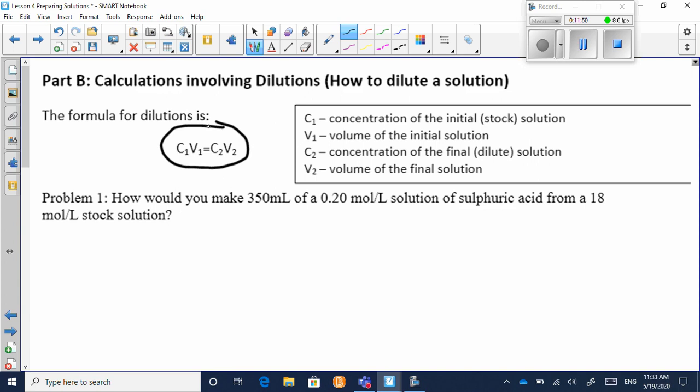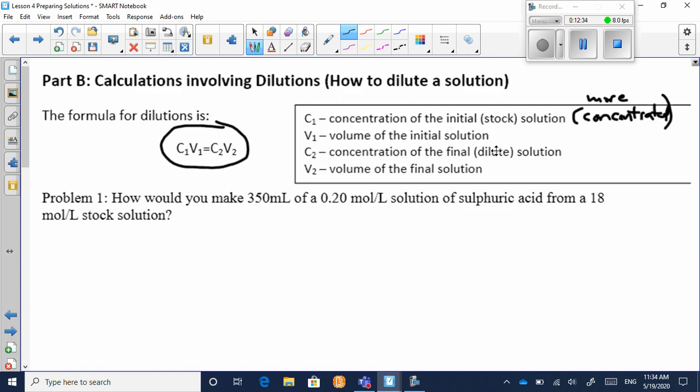C1 is the concentration of your initial or stock solution. And so this is the more concentrated solution. So I'm going to say here, the more concentrated. So it's the bigger number, more concentrated. Okay. And V1 is the volume of that initial concentrated solution. C2 is the concentration of the final, or what we call the dilute solution. And V2 is the final amount, or the final volume of that dilute solution.